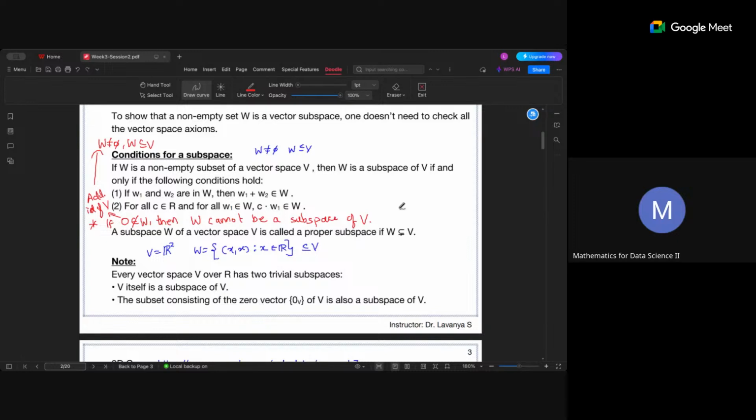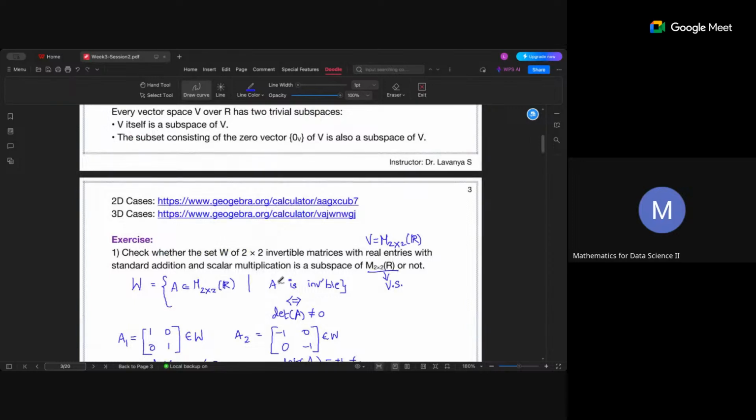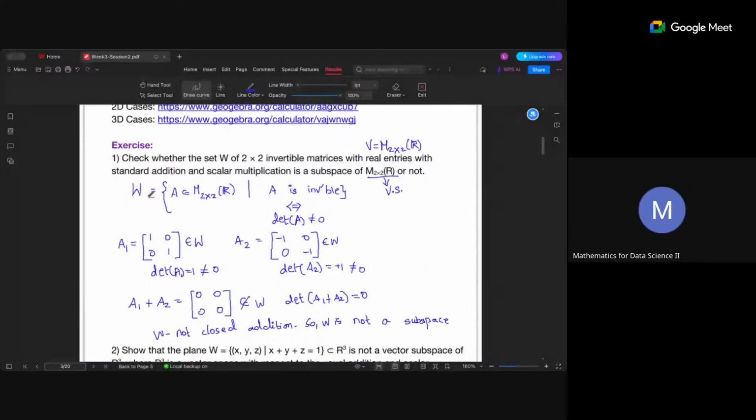Why is that so? Because if we take any element v in W, then v minus v should also be in W, which is the 0 vector. But if the 0 is not there, it cannot work. That is why we say that W cannot be a subspace if the origin, that is the 0 vector, is missing. This is a shortcut you can use in many scenarios. Even in this case, the 0 matrix does not belong to the set, so you can say that this is not a subspace.